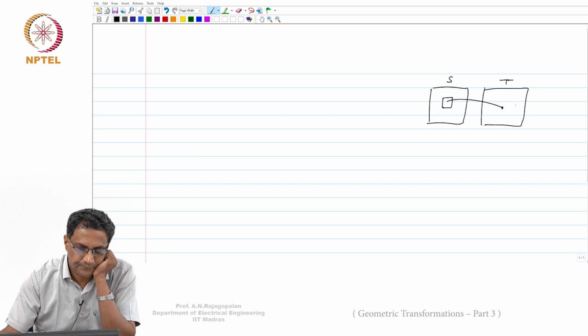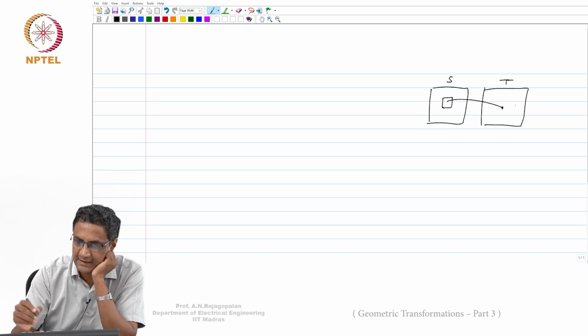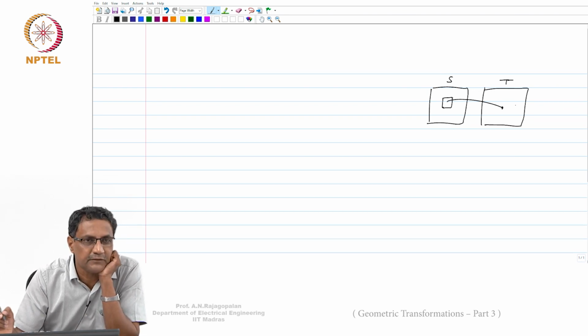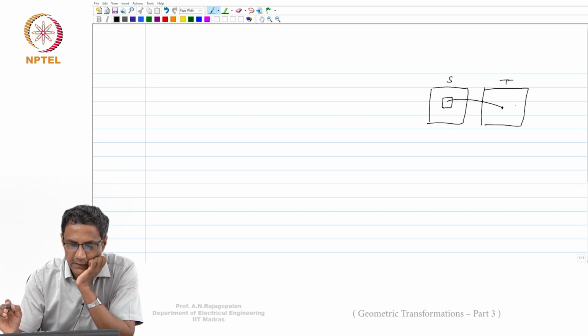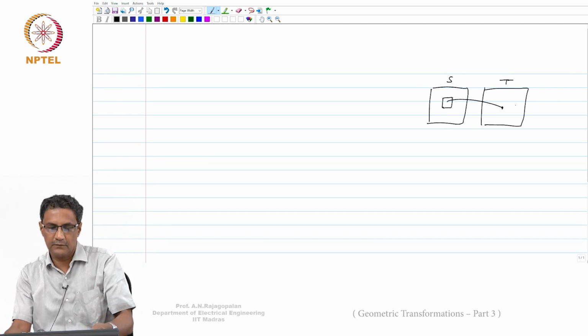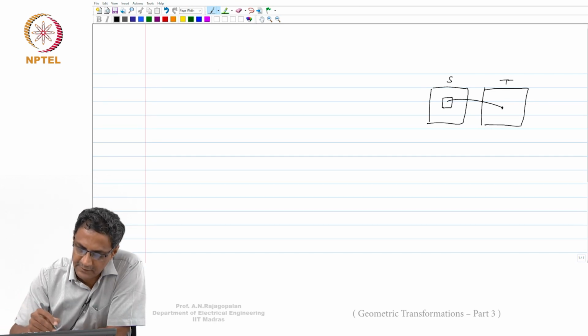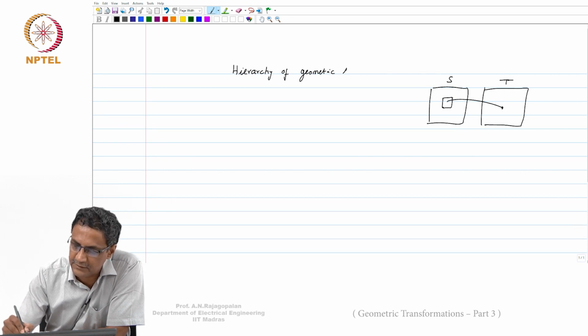Okay, now as I said, these are actually simple transformations, the ones that we have seen, including in-plane rotation, in-plane translation, uniform scaling. These are all very, very simple examples. Now what I will do is write down what is called a hierarchy of these geometric transformations. There is a hierarchy of geometric transformations, and we will see from the simplest to the most complex one.